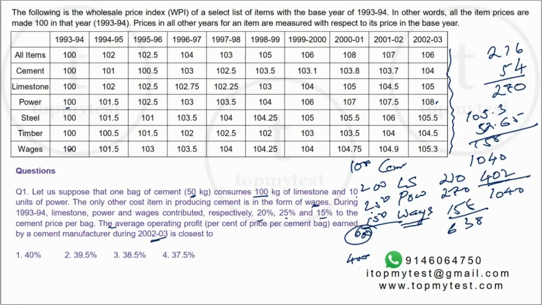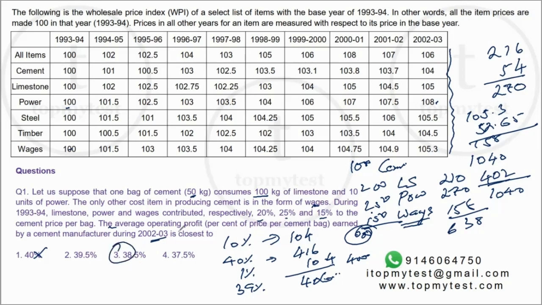We cannot use a calculator. So this is slightly less than 40%. Okay, 10% is 104. 40% will be 416. 1% will be 10.4. So 39% value will be 406 point something, 406 roughly. This value is less than 406. Right, so it has to be less than 39. Option 3 will be our correct choice. That will be roughly our correct choice.